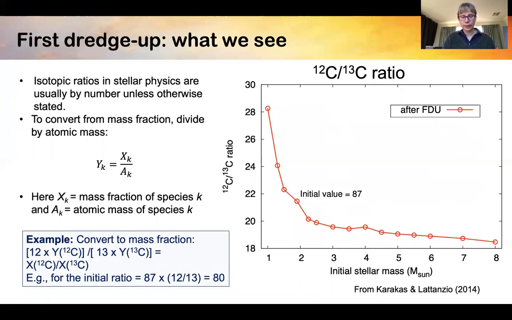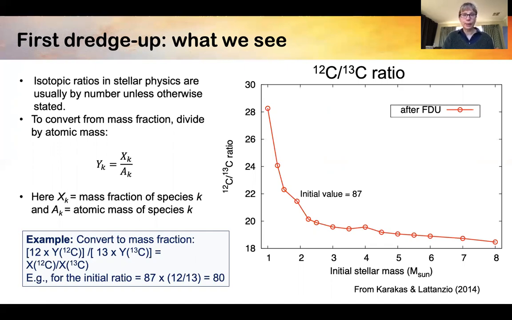Okay, so if you look at the carbon-12 to carbon-13 ratio that's predicted from stellar models ranging from 1 to 8 solar masses, you can see that you drop from 90 down to about 20. And so this tells us again, so what's happening?